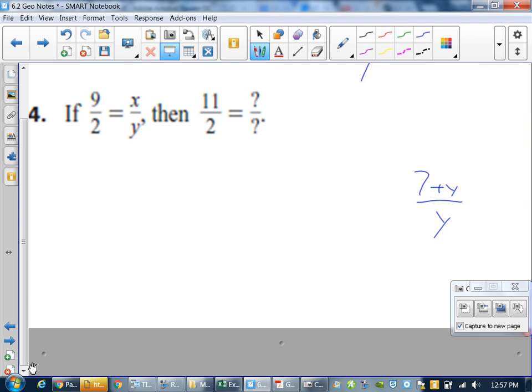Right. So you started here, and you went to here. How'd you turn the 9 into an 11? You added the top two. Okay? So if I added 2 to the top here, what do I need to add to the top on the second one? Why? That's it. You're overthinking it.